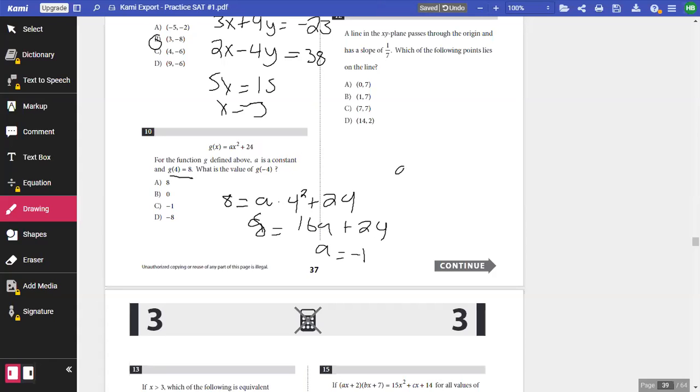Then our equation is g of x equals -x squared plus 24. And we can plug in -4. That gives us -16 plus 24, which is 8.